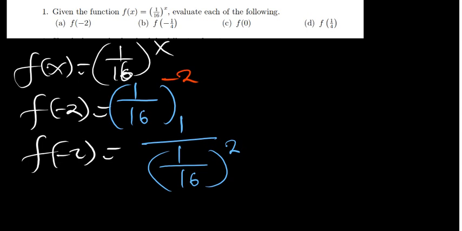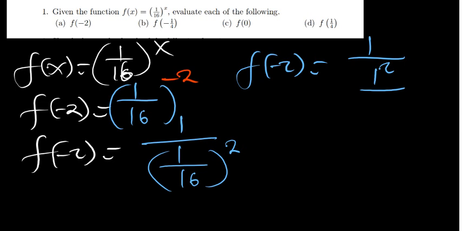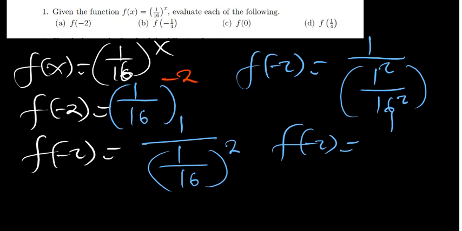Now at this point, I can bring the power inside, where we're going to have f of negative 2 equal to 1 over 1 squared divided by 16 squared. So f of negative 2 now is going to have 1 on top. 1 squared is 1. Now what is 16 squared? 16 squared is 256. So I'll put 256 here.